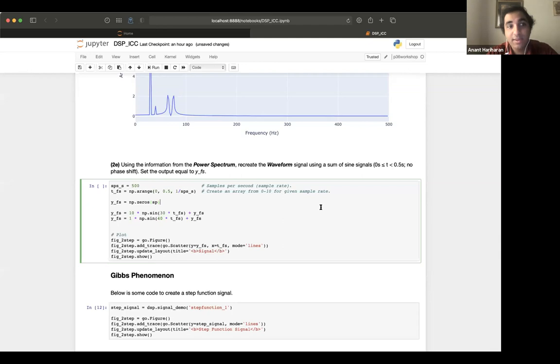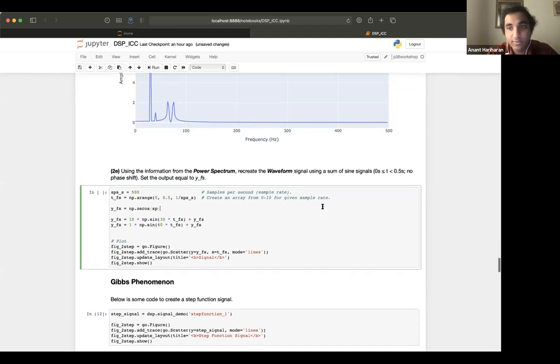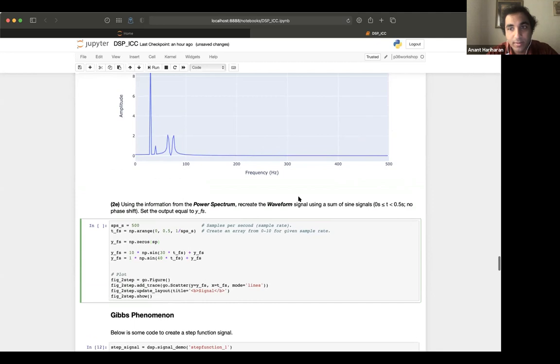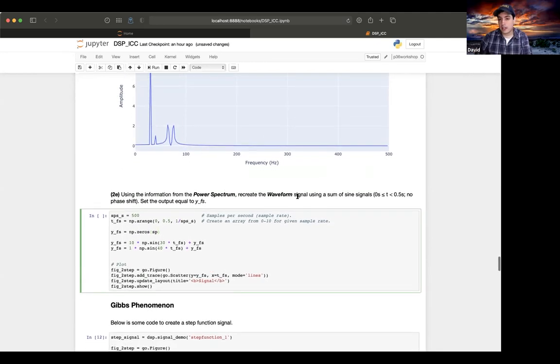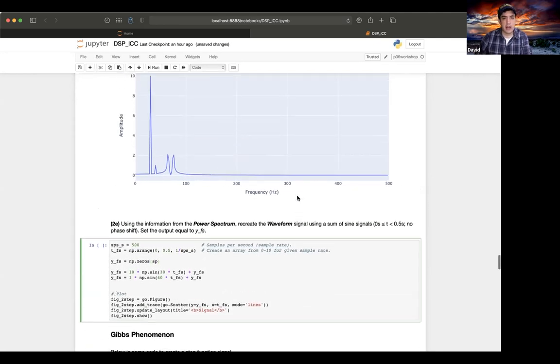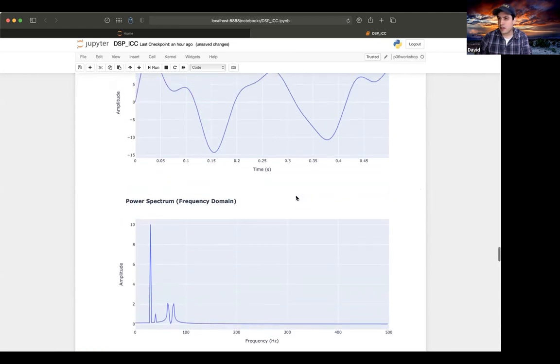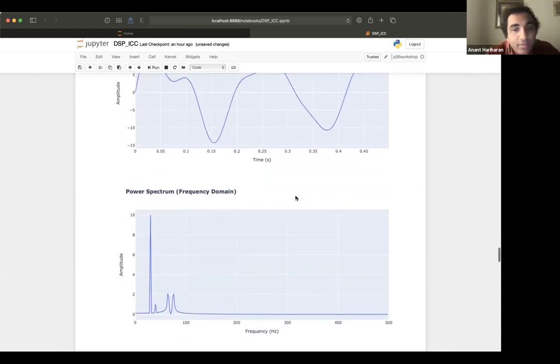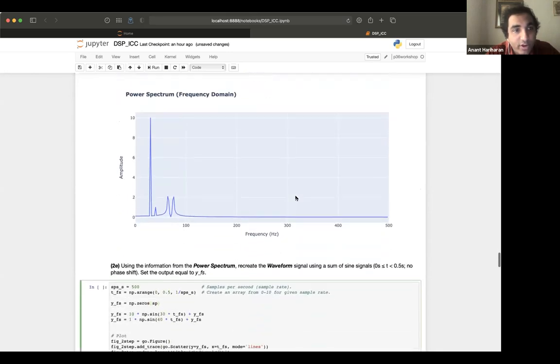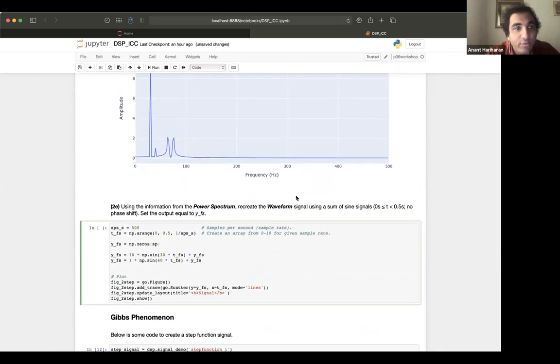Just while you're talking about the spectrum, you have a question saying that the Fourier spectrum plot ends at 500 hertz, so does that mean that the sampling rate is 1,000 hertz? The sampling rate's actually 500 in this. Could you repeat the question? Referring to the Fourier spectrum plot, the question is, the plot ends at 500 hertz. Does that mean that the signal sampling rate is 1,000 hertz?